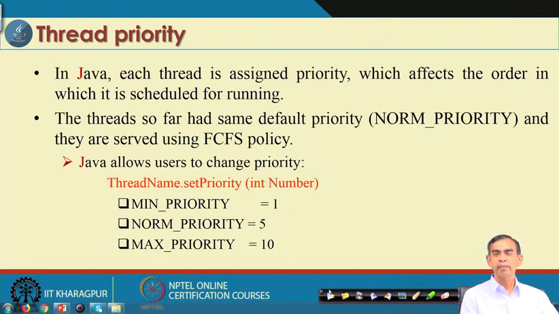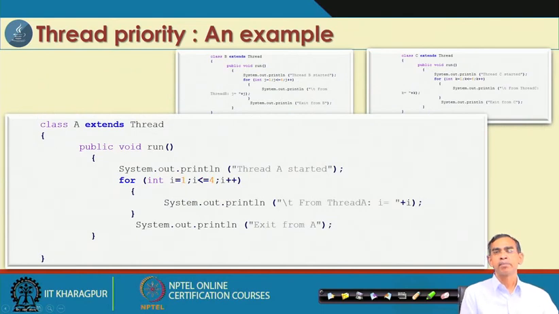So, a thread can be assigned its priority, and once it is assigned, the thread can be served using some CPU scheduling policy, for example FCFS, first come first serve policy. So, that is the way the thread can be handled. Now, let us have an example of how the thread priority can be assigned, and accordingly the thread execution can be controlled. So, here is an example for this.